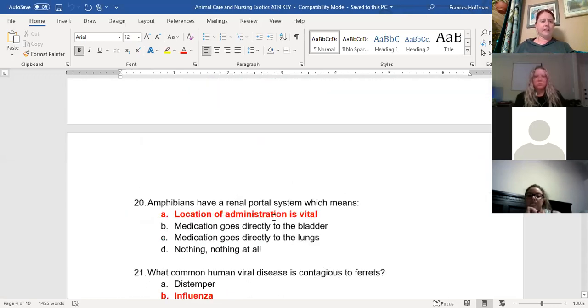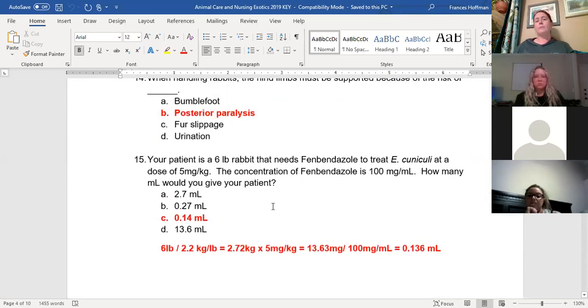Number 15 is your patient is a 6-pound rabbit that needs fenbendazole to treat E. cuniculi at a dose of 5 mg per kg. The concentration is 100 mg per mL. How many mL should we give our patient?